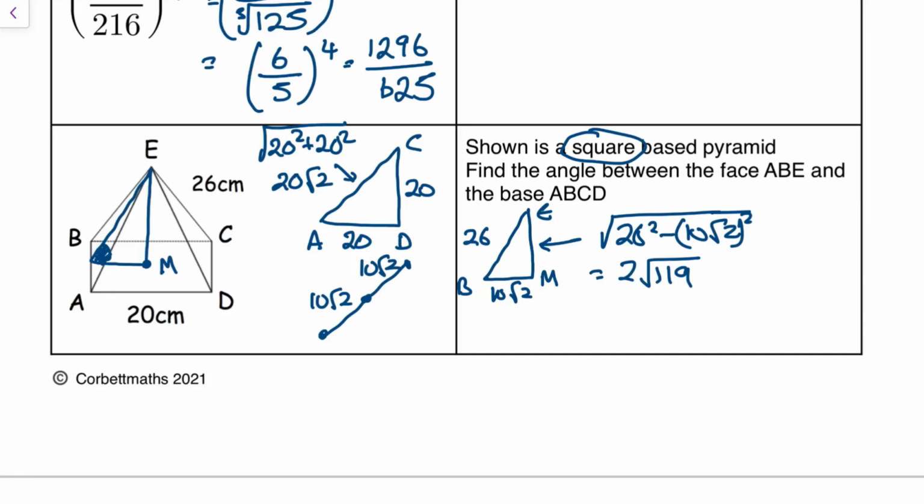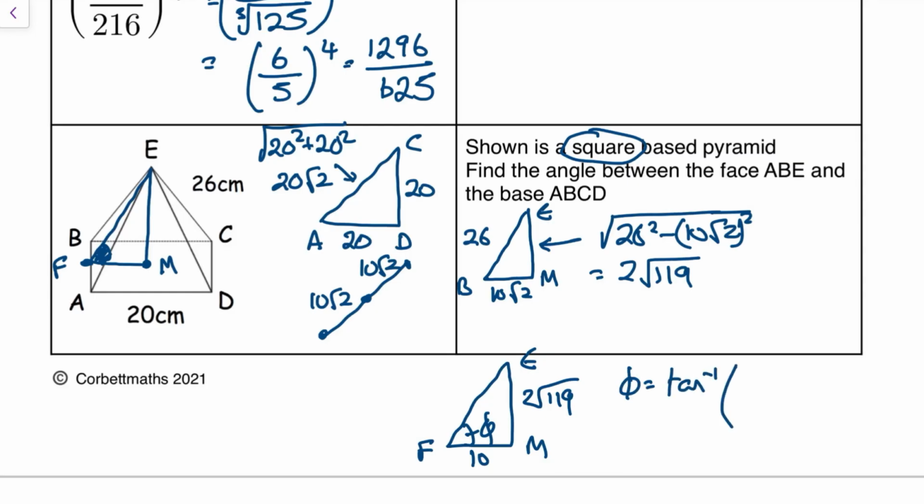Crucially, I've now got everything I need. So let's go back to the very first triangle I drew on the picture. So I've got M to, well, I haven't labelled this, so let's label this F. So I've got M to F to E. I know, because I've just worked it out, this is 2 root 119. I know M to F is halfway across, so it's 10, which means the angle I care about, we've got there eventually. So theta is tan minus 1, opposite over adjacent, 2 root 119 over 10. Again, calculator out, so tan minus 1, type it carefully, 2 root 119 over 10, which gives me 65.4 degrees.